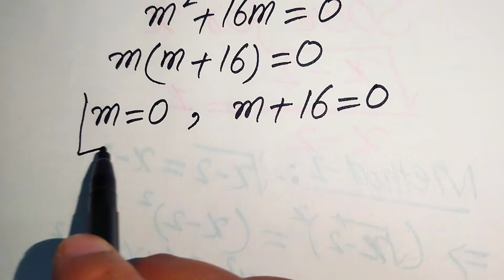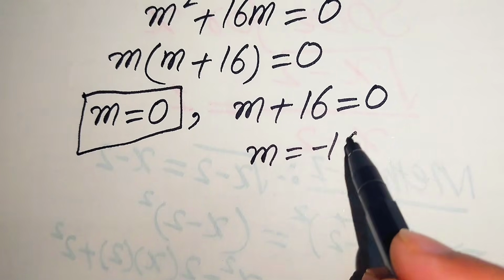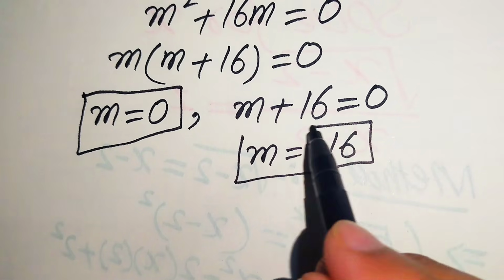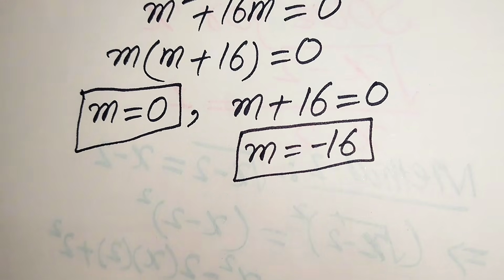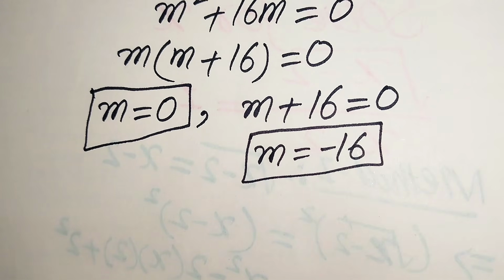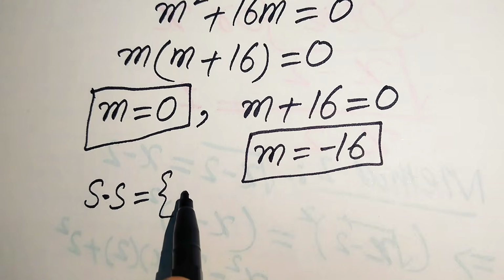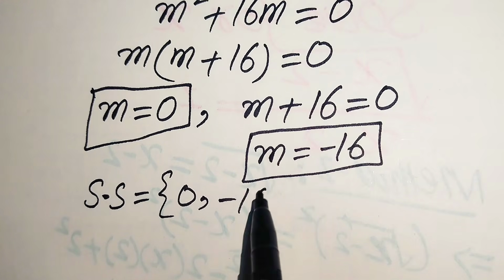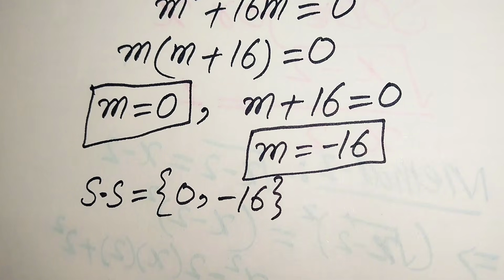So this is the first root of the given equation, and from here we get the value of m equals minus 16, and this is the second root of the given equation. So these are the two roots which we get here in the second method, but in the first method we already verified that these two values of m satisfy our given question statement. So finally, the solution set of this problem is m equals 0 and m equals minus 16. These are the two roots of the given equation, and this is the final answer.